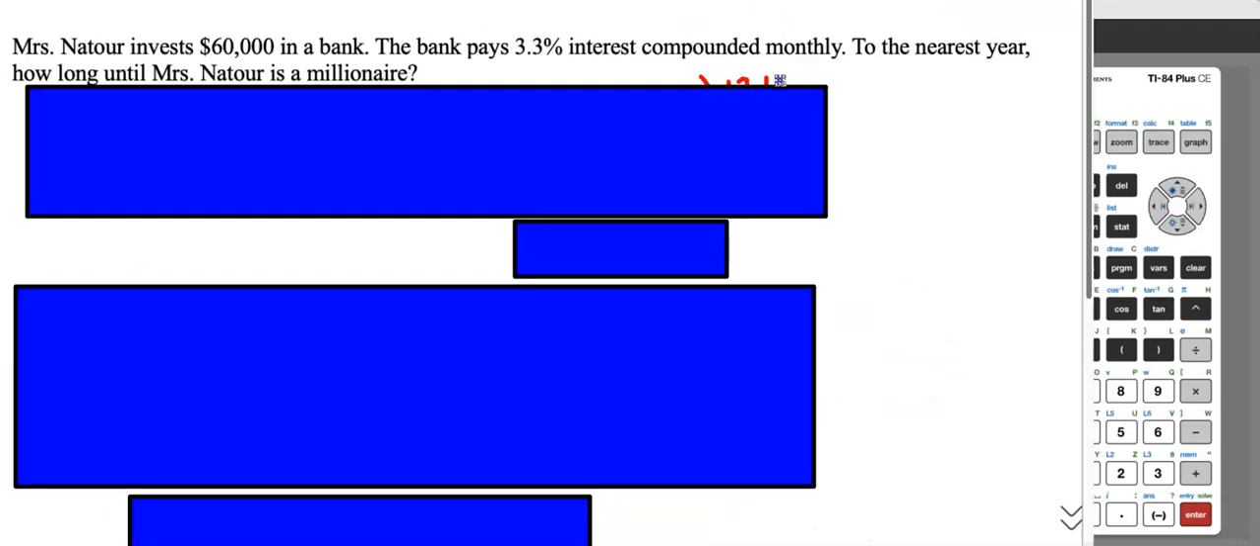So, let's do a fun problem. So, Miss Natora, let's say I have $60,000 in the bank. My bank is going to pay me 3.3% interest rate compounded monthly. When will I become a millionaire? Right? So, see if you can try this problem. Very similar to what we just did. And I shall show you the answer. So press pause. Try it on your own.